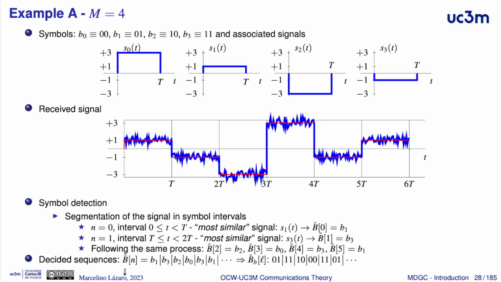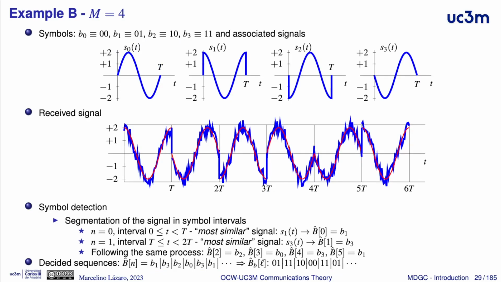Finally, once we have the estimate for the symbol sequence, we have a symbol to bit conversion. Every symbol will be converted in this example in a pair of bits. B1 is converted in 01, B3 is converted in 11, and this process is repeated for every estimated symbol.